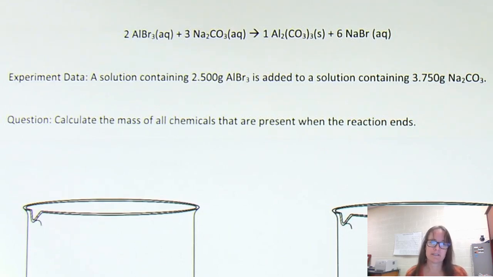In part 2 of our calculations for this example, we have to figure out the mass of the products that can be produced. We figured out in the previous video that the 2.50 grams of aluminum bromide is going to limit the amount of everything that happens. So the masses of all the things that are present at the end of the reaction will be based on using up the 2.500 grams of aluminum bromide. We're going to use that mass to calculate the mass of aluminum carbonate that we can make and the mass of the sodium bromide that we can make.